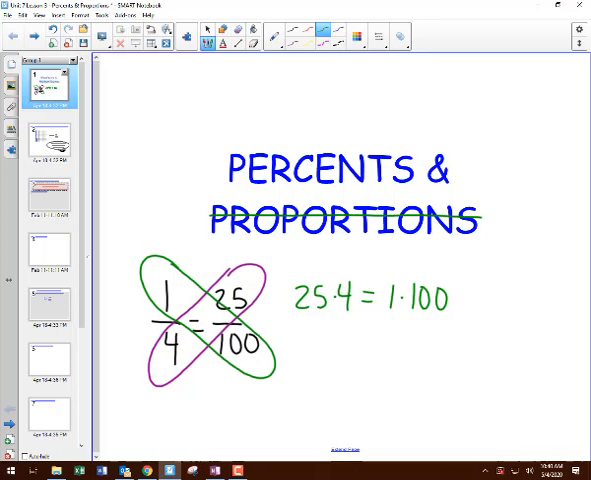The other thing you need to remember: percents are always out of 100. So if we're talking about 25%, well, that's just 25 over 100. Those are two basic things that'll help you in this section. All right, so let's dive in here.